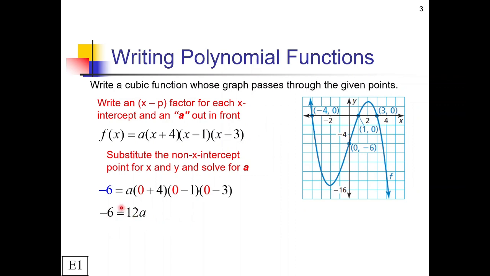And then if I divide both sides by 12, we end up with negative 6 over 12, which we can reduce to negative 1/2. So that's our a value. Don't forget to actually plug this back in to get the formula. So we have f of x equals negative 1/2, x plus 4, x minus 1, x minus 3.